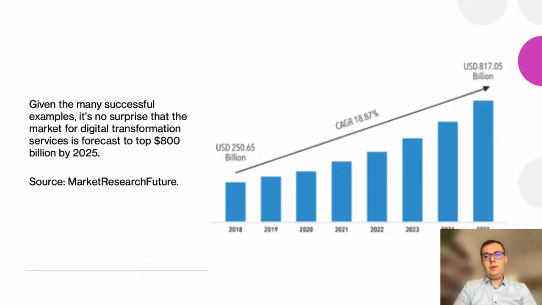In 2025, the market is expected to grow to $800 billion. So this is a compound annual growth rate of around 18.87%. So basically at a yearly rate of 18% is a very steep and very high rate of growth. So as we've all seen in these many successful examples, it's no surprise that this market is forecasted to grow, as I've said, to around $800 billion.